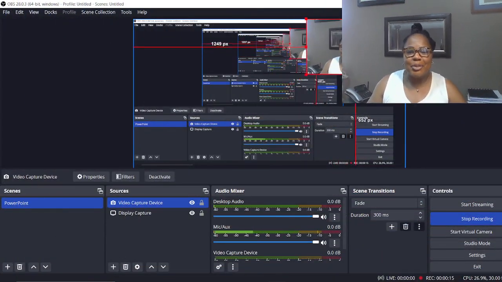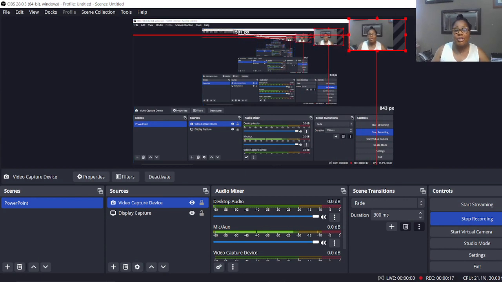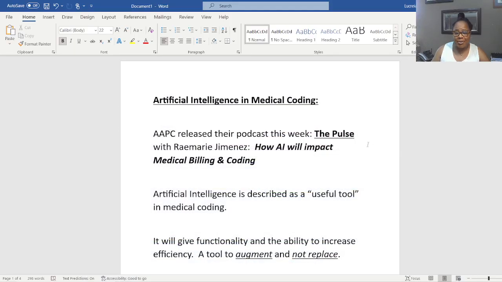Guys, in a recent comment, I was asked if I would share my opinion of artificial intelligence and where it's going in medical coding. So let me minimize my box. I want to share with you some notes that I put together.